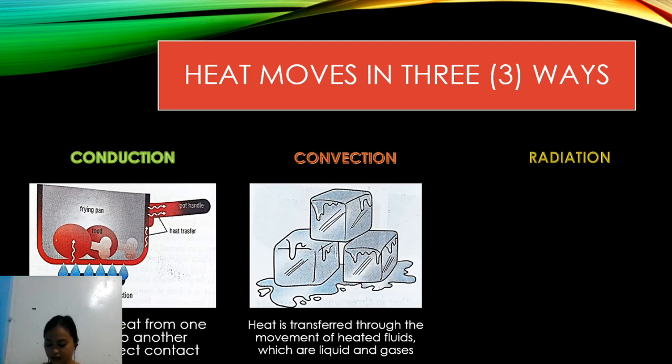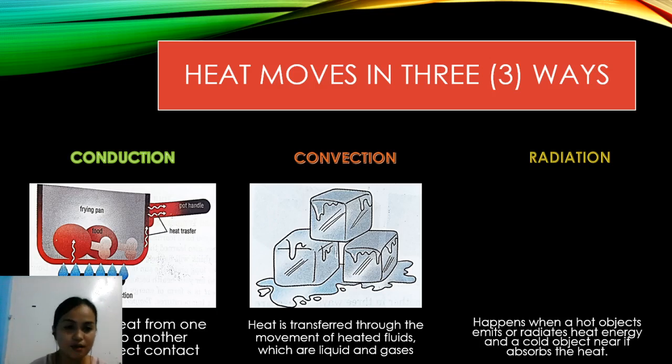So, heat moves through fluids, which are liquids and gases, in a process of convection. Convection is the process that happens when warm air or liquid rises while cool air or liquid drops. So that's what happens to ice cubes and when you are eating ice cream.